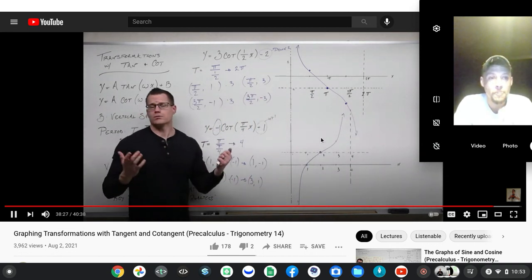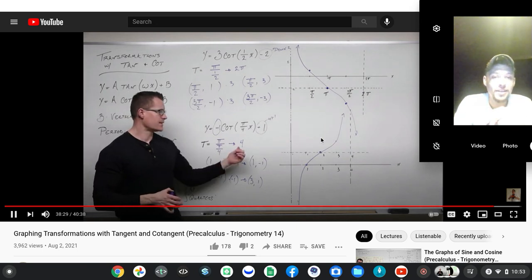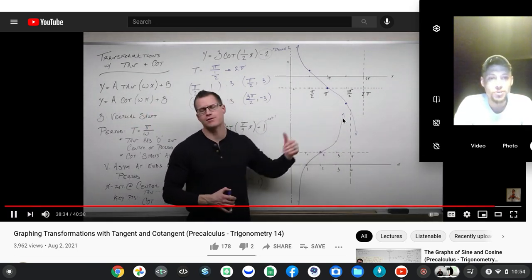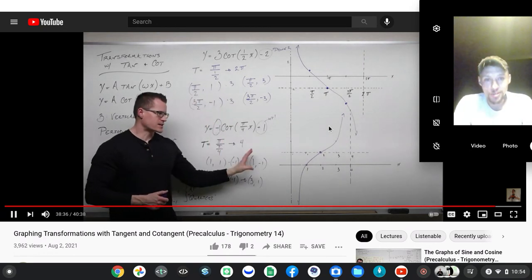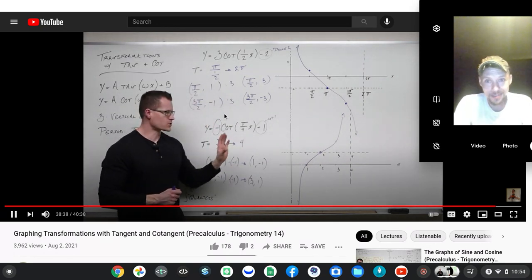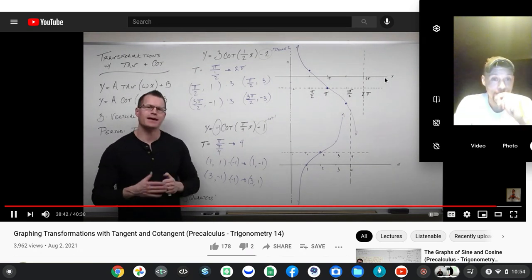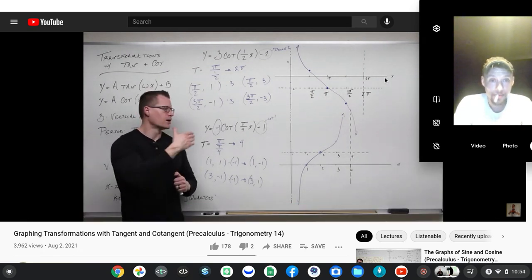If you had to draw another cycle, what would you do? You'd take that and add it again. You would have 5 and 7 as your quarters. You'd have the same exact key points for your first and third quarters, and you graph the same thing again and again and again. And that would repeat every 4.